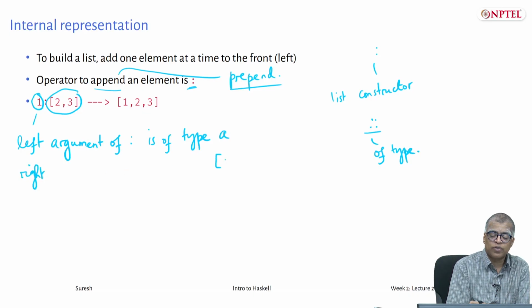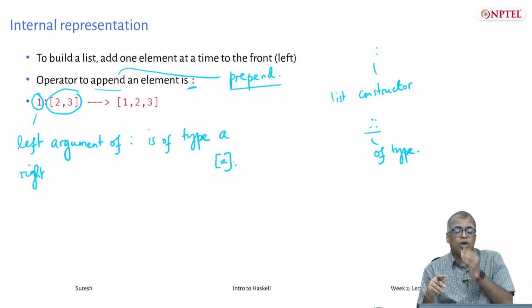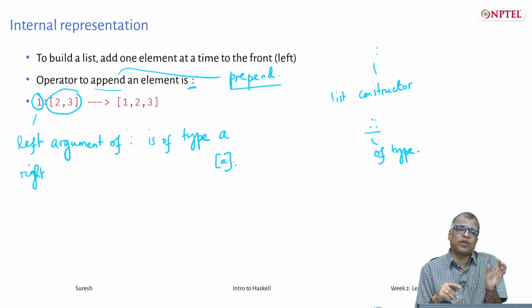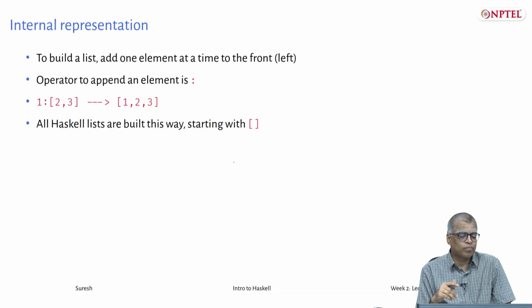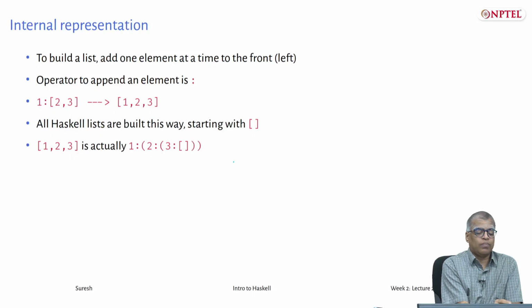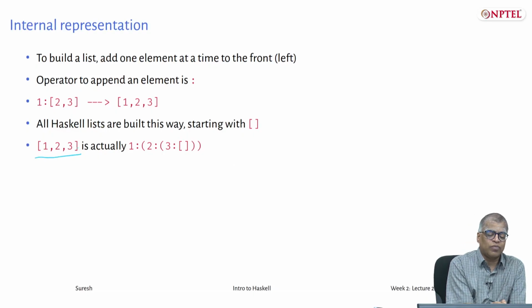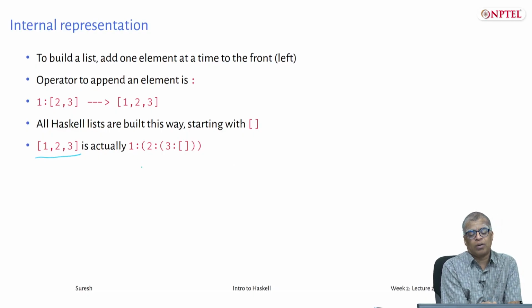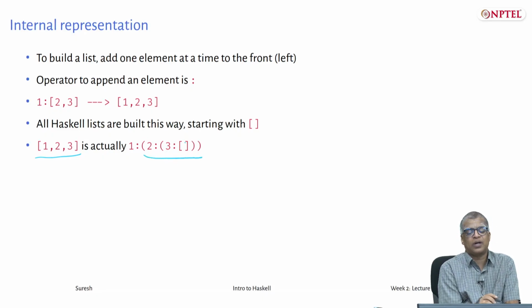Right argument is of type list A. You will always try to prepend an element of type A to the beginning of a list of type list A. So all Haskell lists are built this way, starting from the empty list. The list 1, 2, 3 within square brackets is actually 1 prepended to the list consisting of 2 prepended to the list consisting of 3 prepended to the empty list.